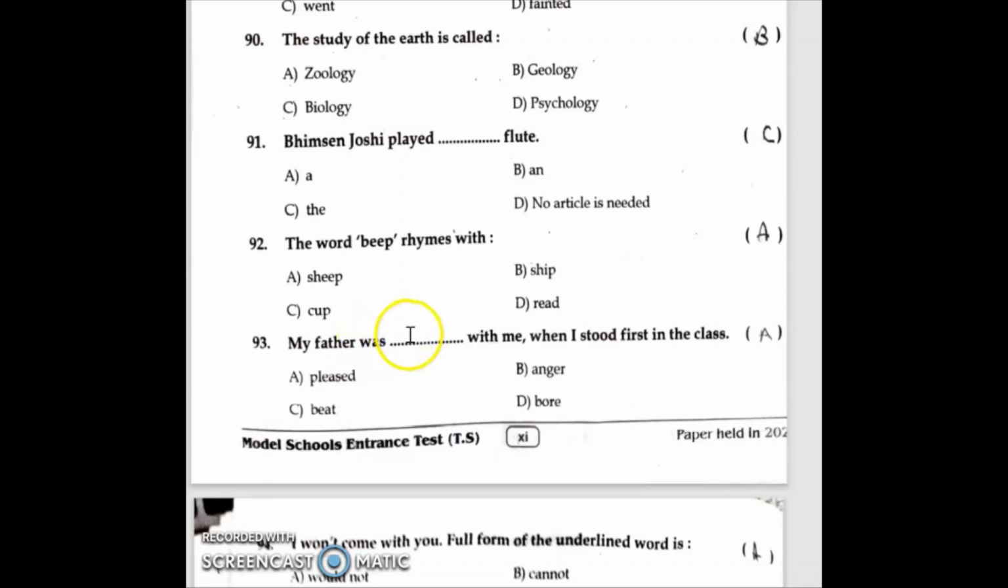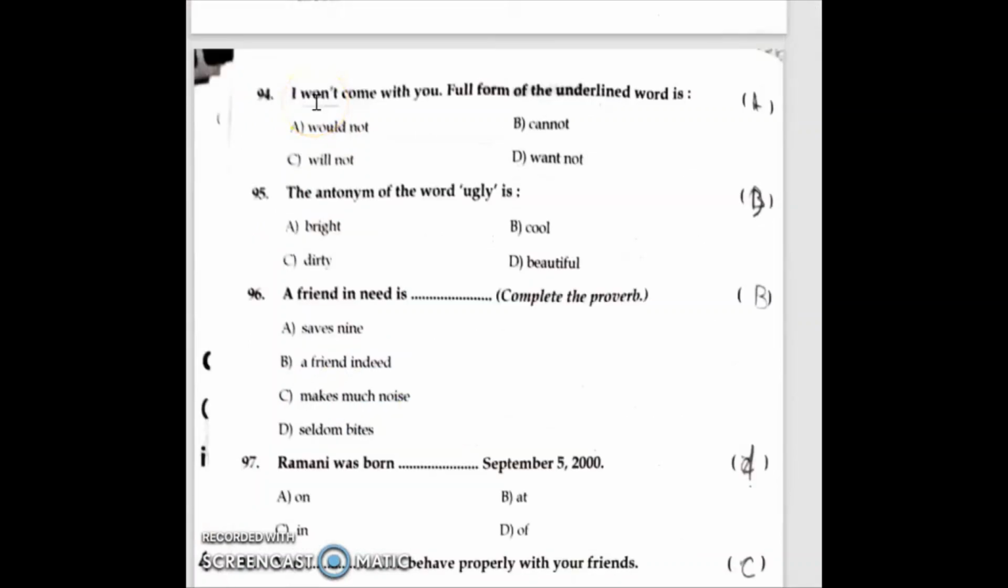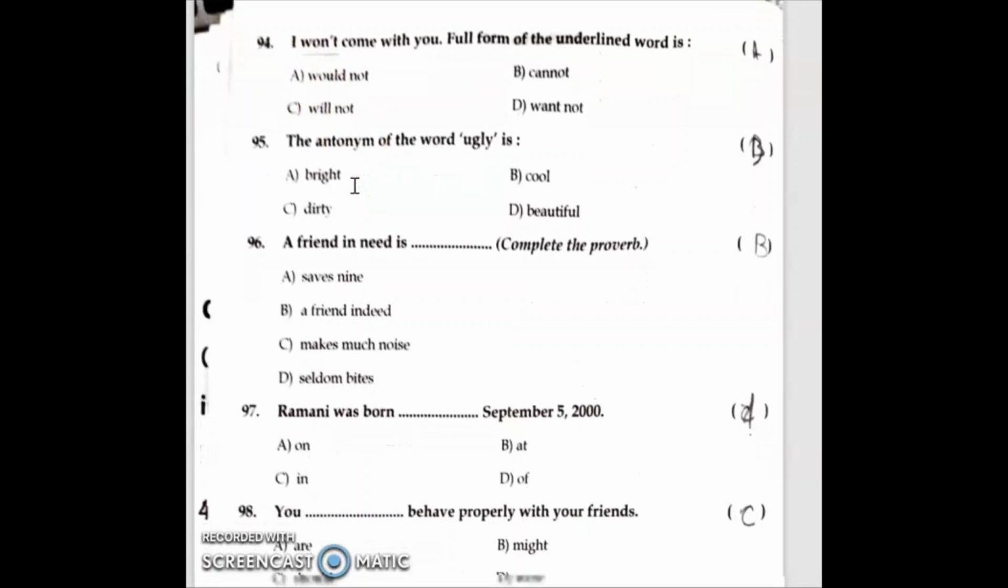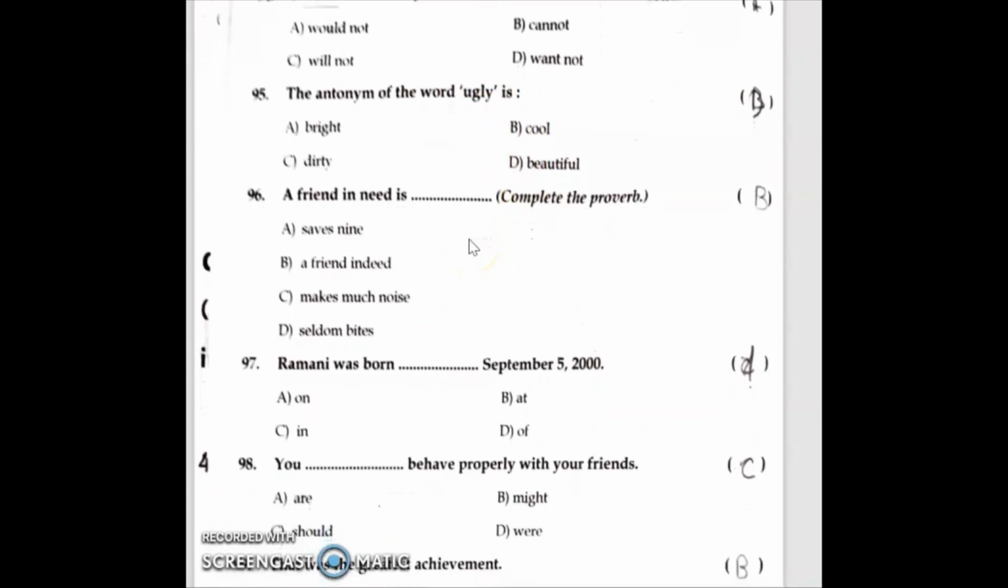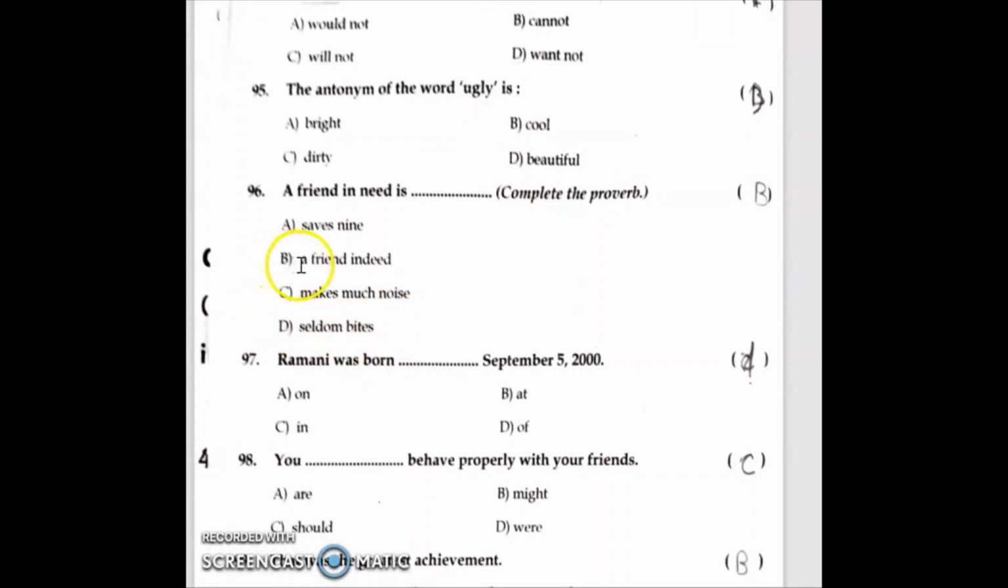My father was dash with me when I stood first in class. Pleased. A is the correct answer. I won't come with you. The full form of the underlined word is I would not. A is the correct answer here. The antonym of the word ugly is beautiful. D is the correct option. A friend in need is a friend indeed. B is the correct option.